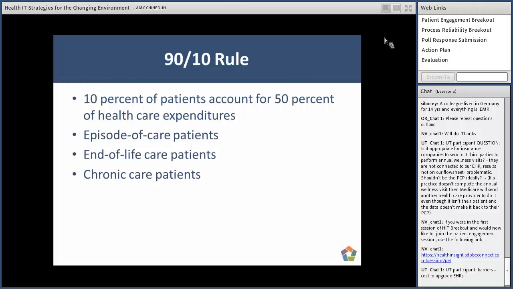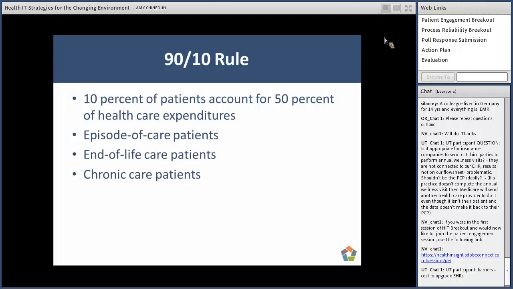That may be somewhat evident within Medicare, but it's actually true for any patient population. I've looked at it for self-funded groups. I've looked at it for PPOs. Does not matter. 10% of your patients are going to cost you 50% of your money. What are the 10% made up of?